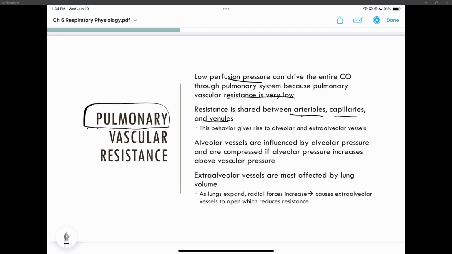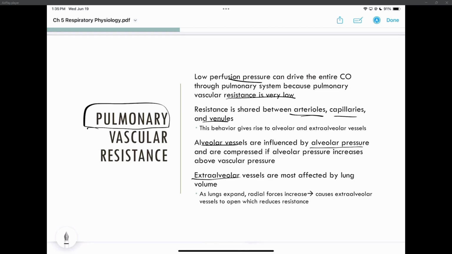We have alveolar vessels that are influenced by alveolar pressure. When we talk about the alveolar pressure, it's the pressure inside the alveolus due to air that's in there, or may not be in there at that time.